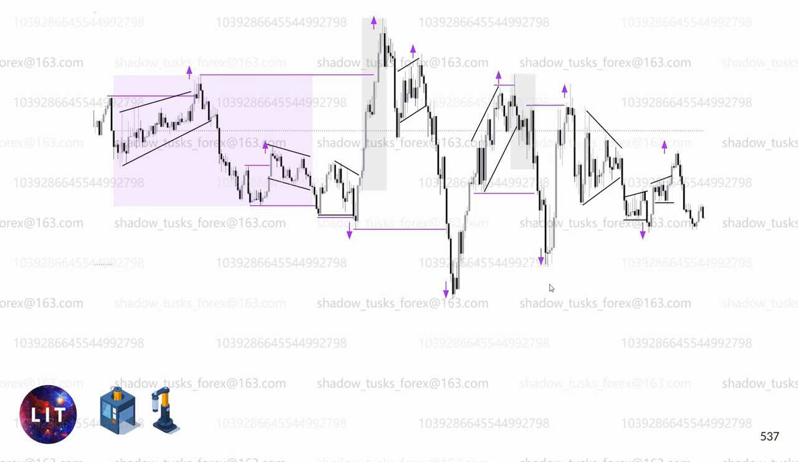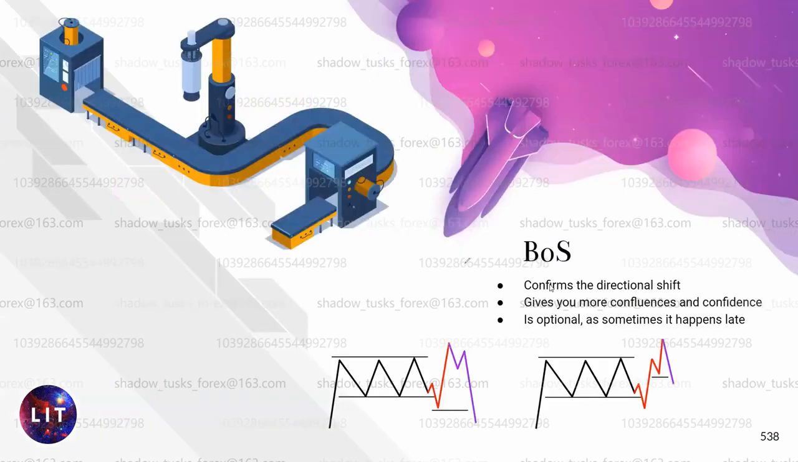Let's go on to the next one. Who remembers what it is? I'll give you a couple moments to think. It's the only quote unquote optional step, and that is, of course, the break of structure.